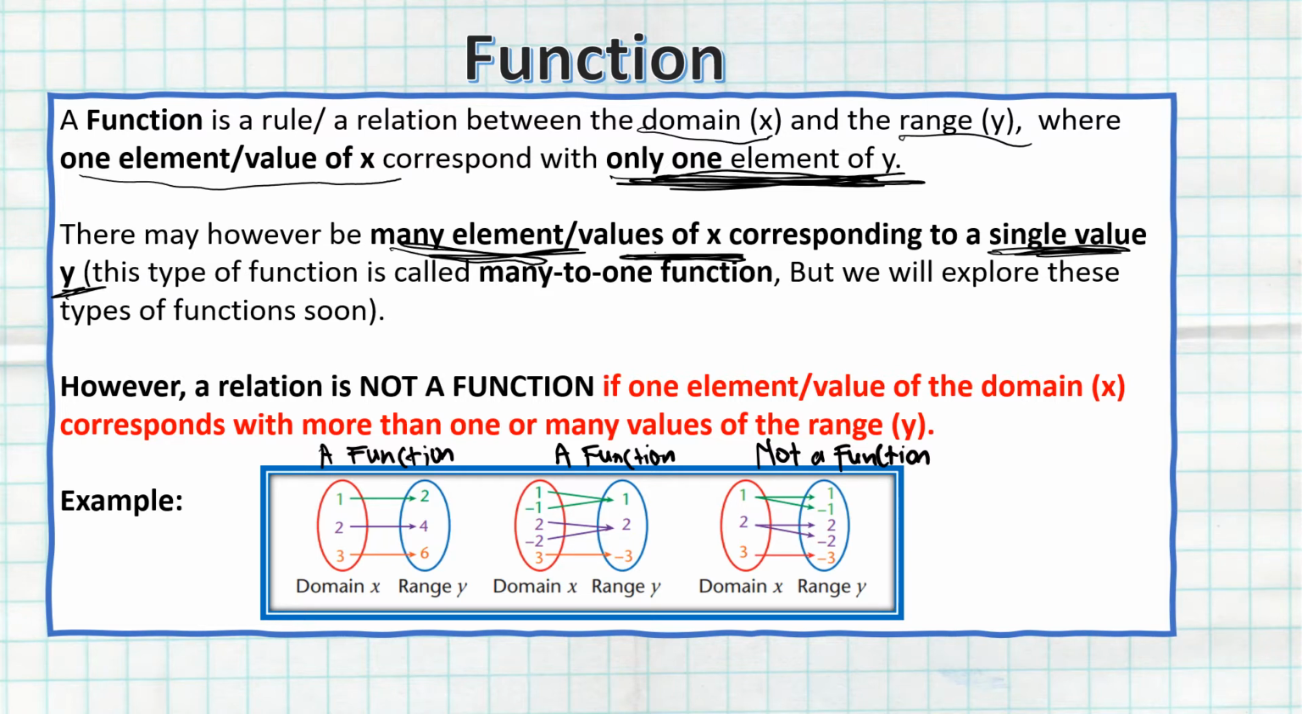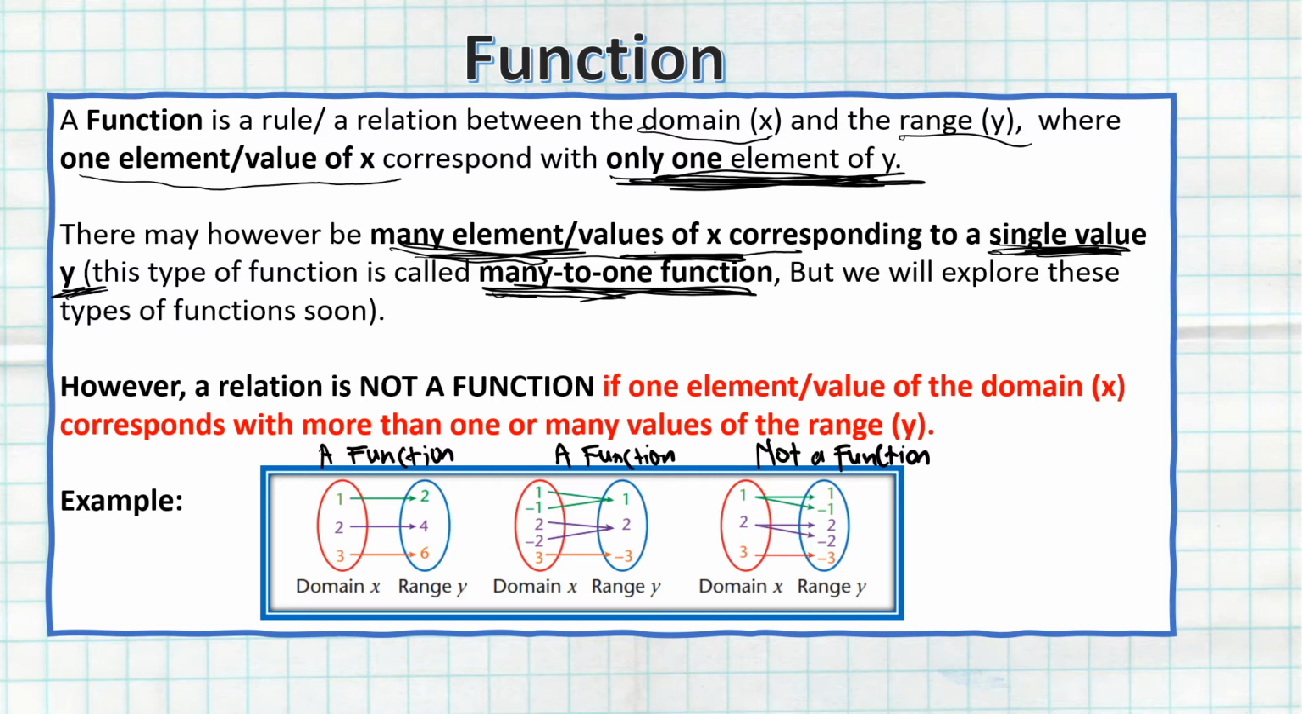So in a case where you get many values of x corresponding to only one value of y, we call this type of function a many to one function, because many values of x are corresponding to a single value of y. But we will explore these different types of function as we proceed with our session, right?